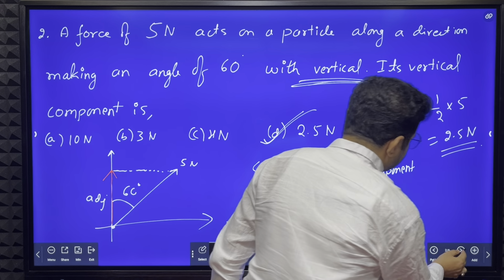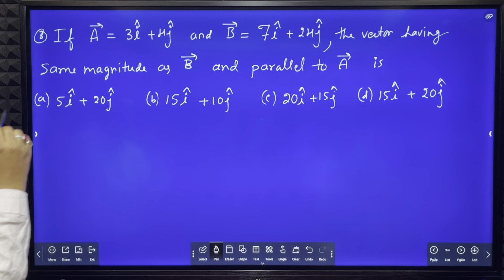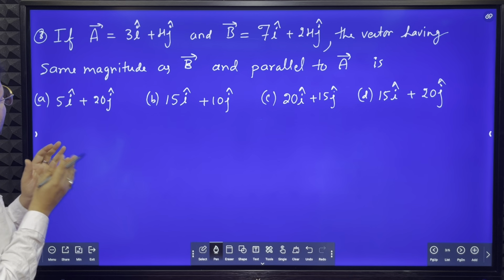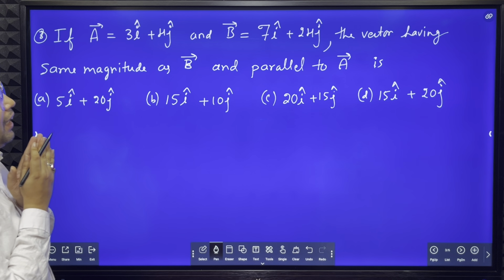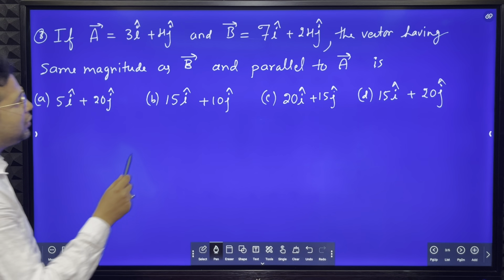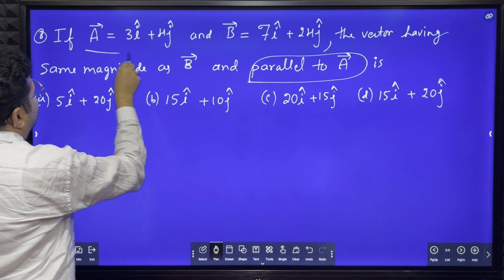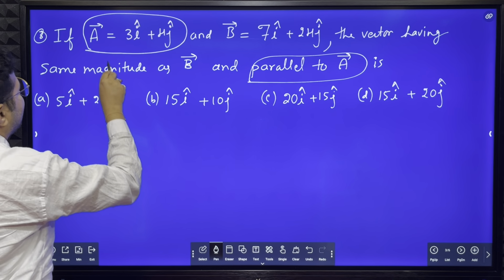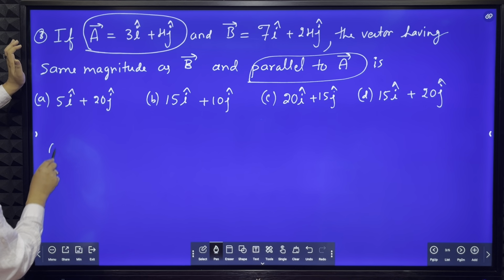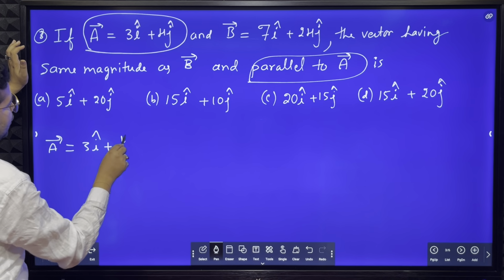Next question. If vector A is 3i cap plus 4j cap and vector B is 7i cap plus 24j cap, find the vector having same magnitude as B and parallel to A. So first we'll find out which vector is parallel to A. Now what is the angle made by A with the x-axis? We'll see this. Vector A is equal to 3i cap plus 4j cap.